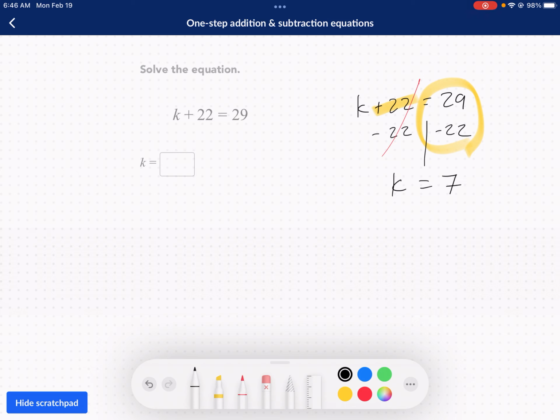I haven't talked about this yet, but you can also check your answer. What you're going to do is substitute this back into k and see if it makes a true statement. So I have 7. If I add that to 22, does it equal 29? And the answer is yes. Yes, it does. 7 plus 22 does equal 29. So we can type in 7 for our final answer.